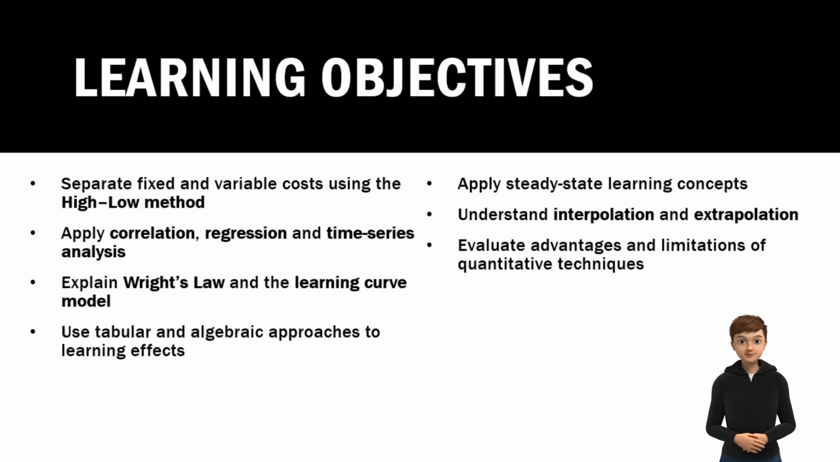Learning objectives. Here's what you'll master. Separating fixed and variable costs with the high-low method. Applying correlation, regression, and time series analysis. Understanding Wright's law and the learning curve. Using both algebraic and tabular approaches. And learning how to use interpolation and extrapolation sensibly. Finally, we'll review their pros and cons.